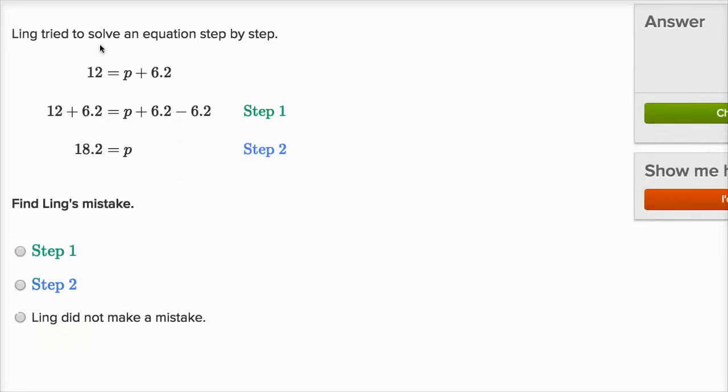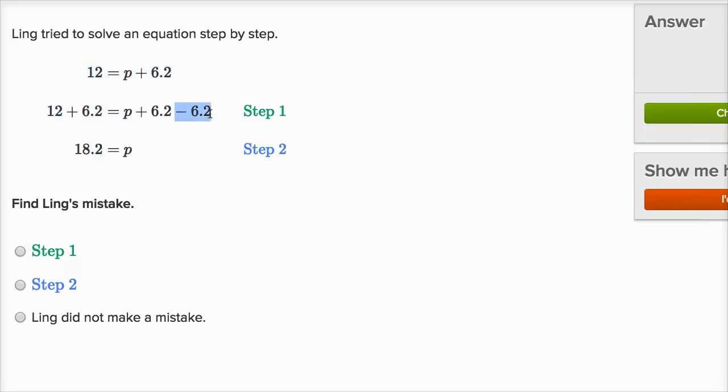All right, Ling tried to solve an equation step by step. All right, find Ling's mistake. Let's see, 12 is equal to p plus 6.2. All right. So now it looks like on the left-hand side, Ling adds 6.2. And on the right-hand side, so there was p plus 6.2 as the old right-hand side, but it looks like they then try to subtract 6.2. So it's the same number, but over here they're adding it, and over here they're subtracting it.